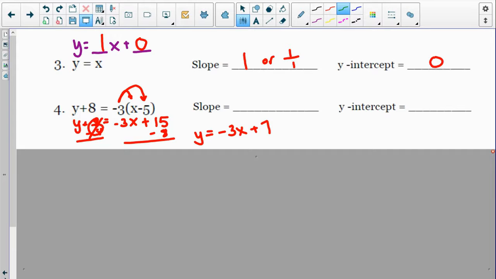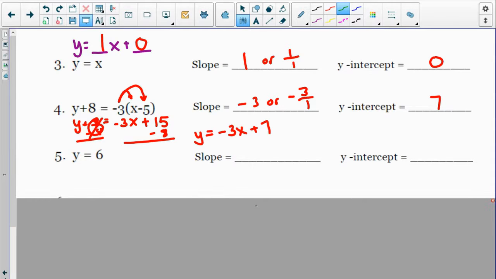So looking at my equation, I can see that my slope, again, that's the number right in front of the x, that coefficient, is negative 3. Or, again, for graphing purposes, we can think of that as negative 3 over 1. And then my y-intercept is just positive 7.